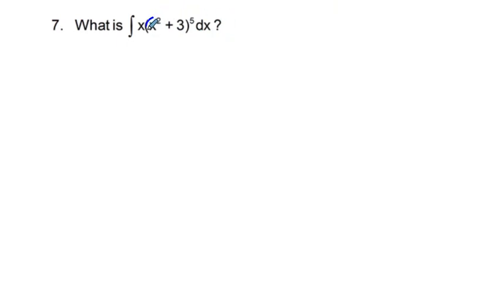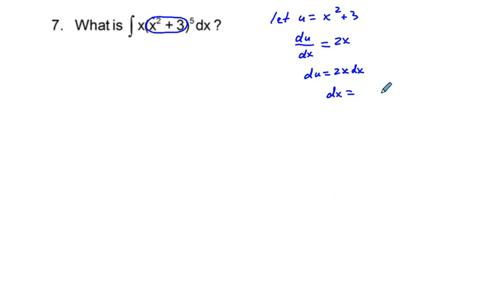What we can do is take this portion inside that's raised to the power of 5 and let that equal u. So we said let u equal to what's inside, or x squared plus 3. And when we do that, du dx, derivative of u with respect to x, is going to be equal to 2x. And then cross multiplying the dx, we have du is equal to 2x dx. And so dx, therefore, is equal to du over 2x.